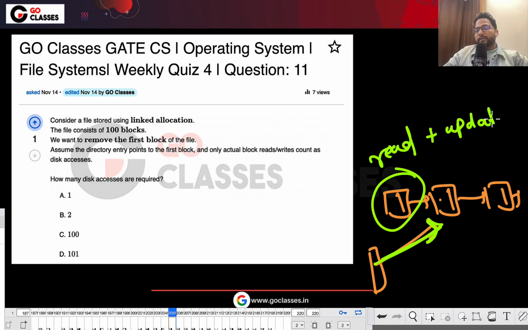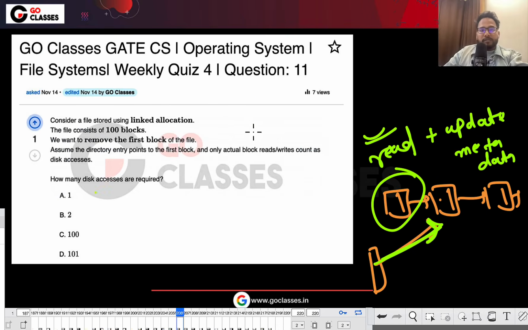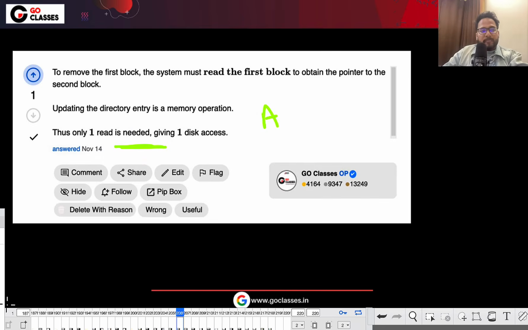And metadata update is not basically counted as a disk access, at least in this question. So read this, which means one read access will be required. Only one read access will be needed. So that's why you can say A is the answer. Okay, so A is the answer here. Understood?